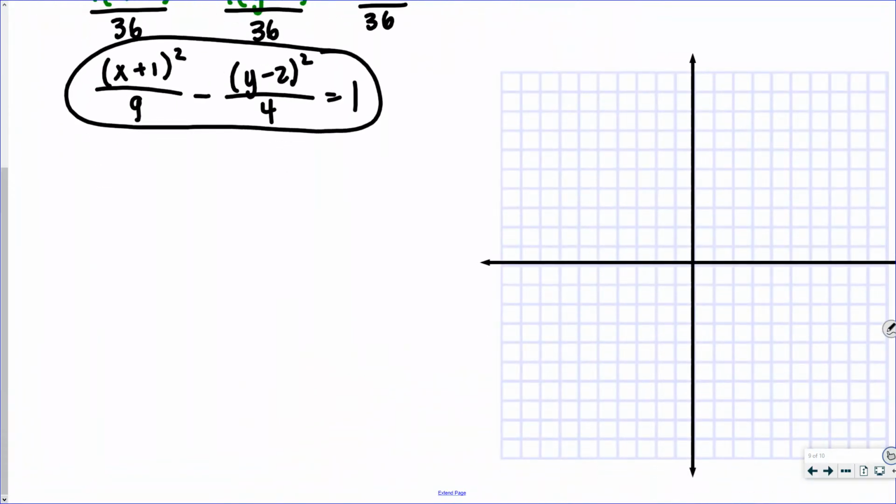Nice copy. I know this is a hyperbola. I see the x squared and y squared. I see a minus, and it's equal to 1. Horizontal or vertical? It would be horizontal. X is first. This is the worst. A is always first.